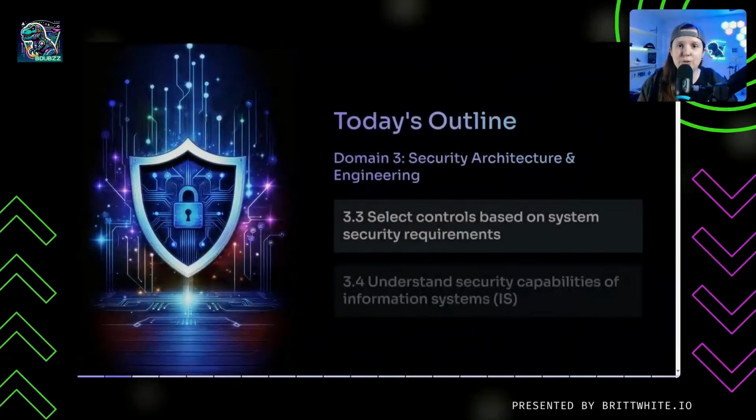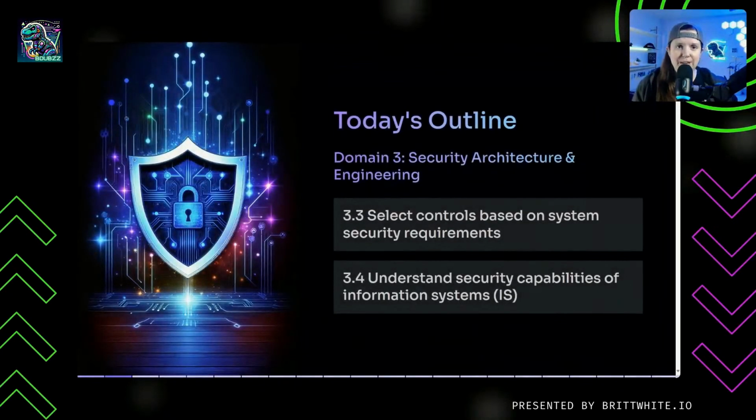Today we're tackling two crucial objectives. 3.3, select controls based upon system security requirements, and 3.4, understand security capabilities of information systems.